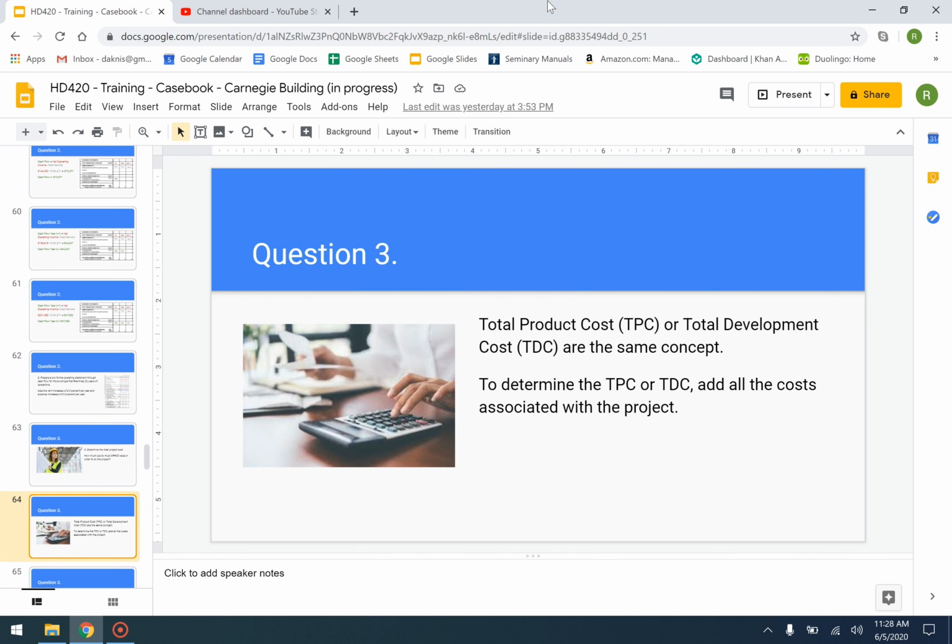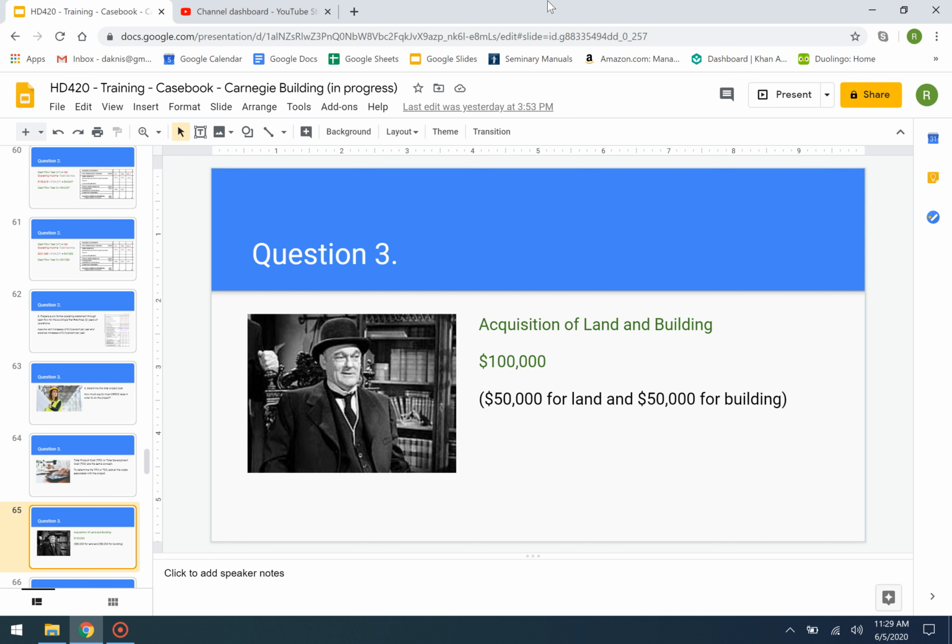So total production cost or total development cost, TPC or TDC, are the same concept. I got a little confused about that at one point, but they're two different acronyms, they're just saying how much is everything going to cost. To determine the TPC or TDC, add all the costs associated with the project. If you see one of the other acronyms, just use them together. So we're going to go back and take a look at the facts of the case.